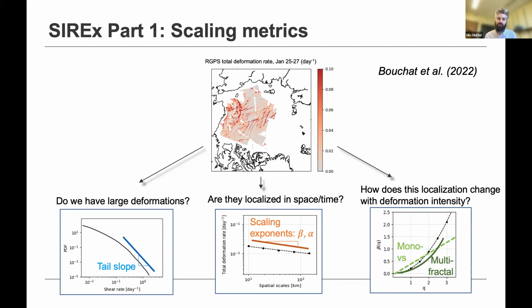And the last and most complicated statistic in this series is the multi-fractal analysis, where we can again compute deformation rates at different spatial and temporal scales and also at different moments, and then test how this localization of deformation changes with the deformation intensity, and see if we find multi-fractal deformation.